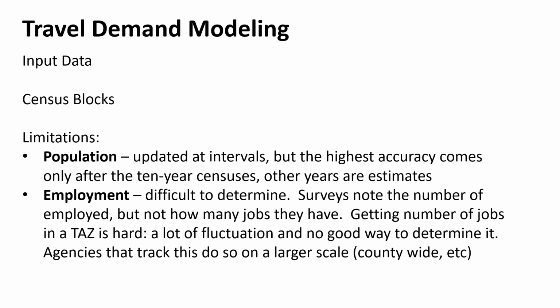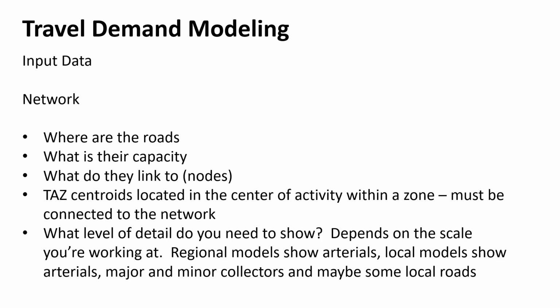Just think about our peak hours, our AM peak hour and a PM peak hour, and that's probably people going to work or coming home from work, right? So that's important to know. It's much harder to figure out what zone they work in. It's a lot easier to figure out where they live. So that's one of our limitations on that.